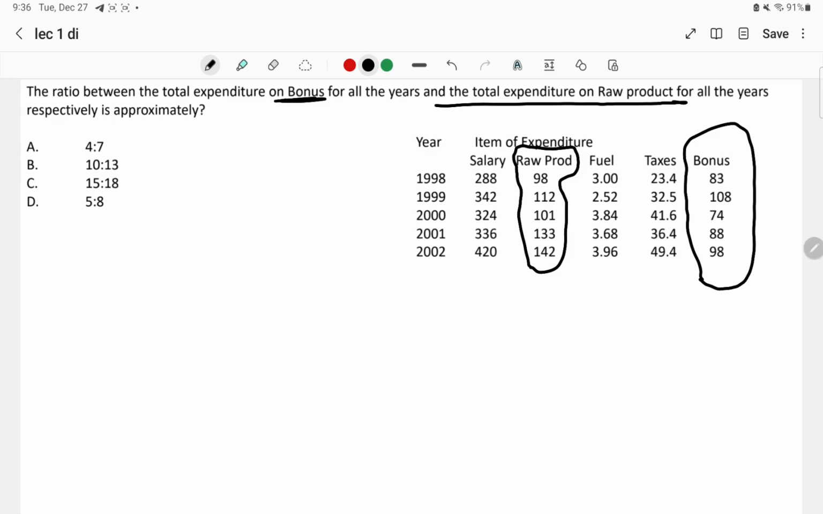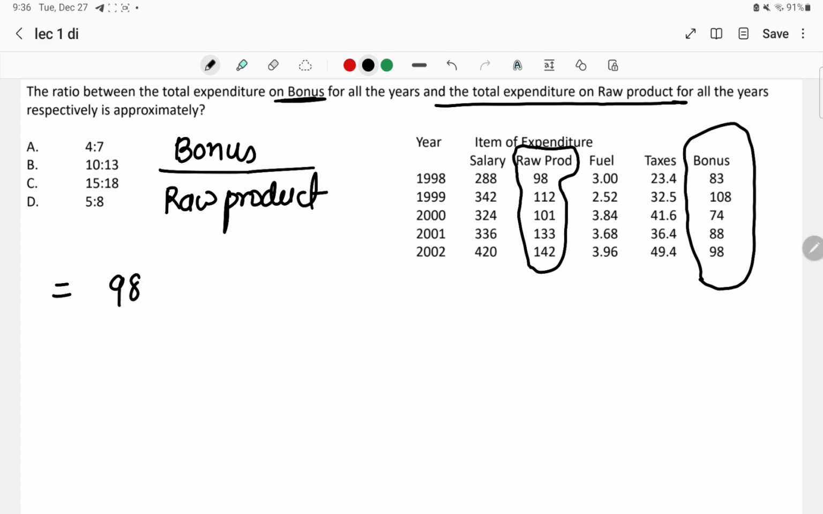ओके, रेशो निकालने के लिए बोला है. वी कैन कैलकुलेट द रिक्वायर्ड रेशो. रिक्वायर्ड रेशो के लिए हम क्या करेंगे? बोनस, हमें पता है किस चीज़ का रेशो निकालना है? बोनस अपॉन रॉ प्रोडक्ट का रेशो. एक पर्टिकुलर ईयर के बारे में पूछा है. हैव दे आस्क्ड अस अबाउट द पर्टिकुलर ईयर? नो मैम, दे हैव आस्क्ड अस अबाउट द टोटल ईयर्स. सो what can we do over here?